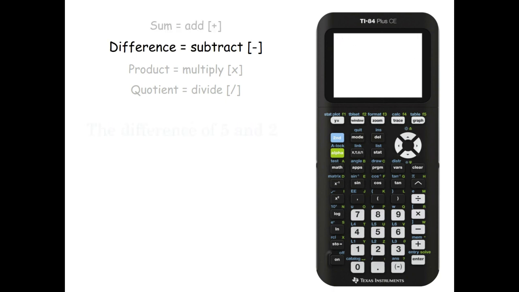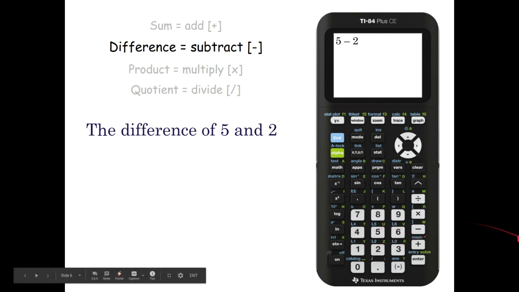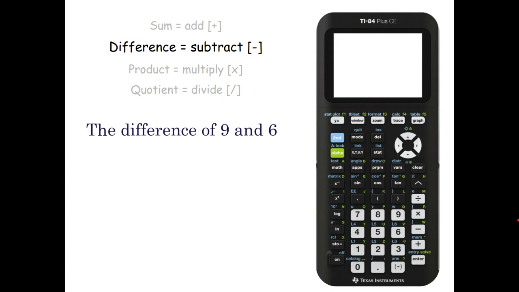Difference means you subtract. If you have the difference of 5 and 2, it means what's the difference between 5 and 2? That means 5 minus 2. Again, you use the minus sign, not the negative sign. You use 5 minus 2, and the answer is 3. 3 is the difference between 5 and 2. The difference of 9 and 6 is 9 minus 6, which is 3. The difference of 11 and 5 is 11 minus 5, which is 6.